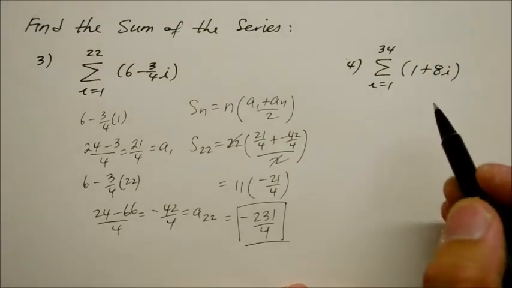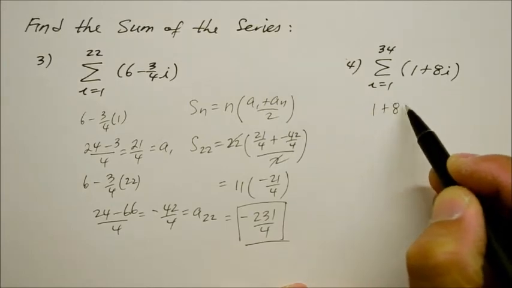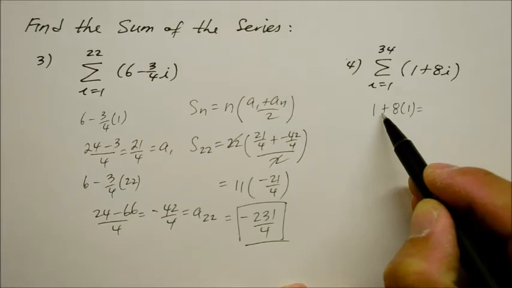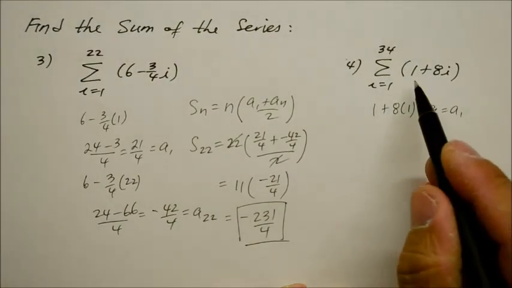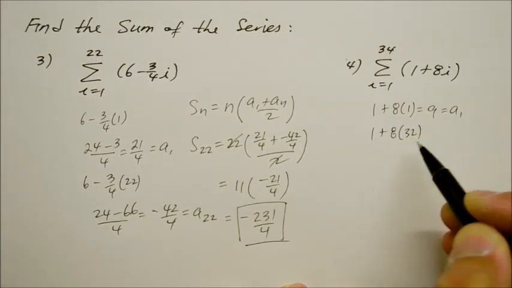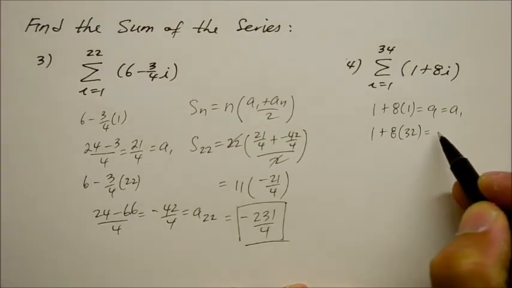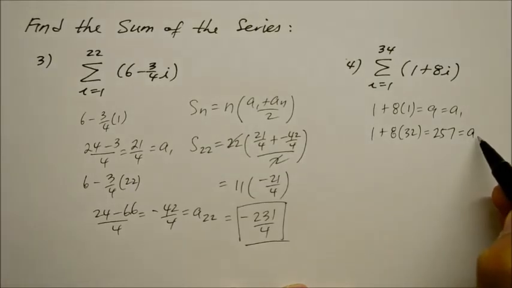Alright, so once again, let's find the initial. So we get this time 1 plus 8 times 1, the lower limit. And that's like 8 times 1 is 8, plus the 1 is 9. And that's the initial, a sub 1. And the last is the 34th position. So 1 plus 8 times the 32. And that's going to be 1 plus 256. It will be 257. And that's going to be the last position, a sub 34.